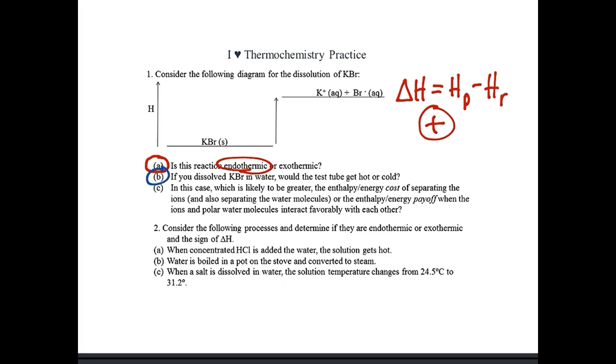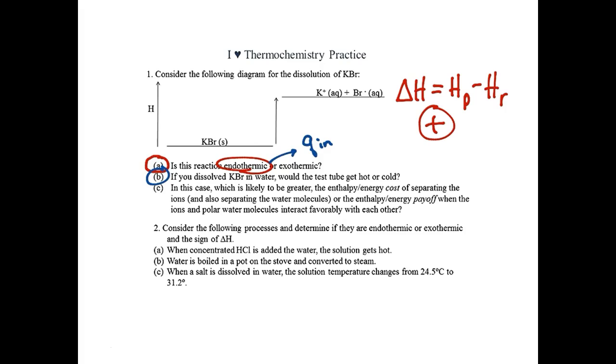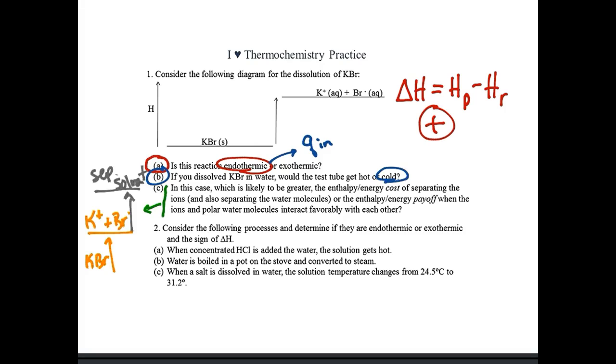Part B, if you dissolved KBr in water, would the test tube get hot or cold? So you know this from lab. If this is an endothermic process, that means that heat has to go into the reaction to make it occur, which means the heat has to be stolen or absorbed from the surroundings, which means the surroundings, which is the test tube and the water, get cold, right? Heat goes in, so the surroundings get cold. That says Q n, which means it gets cold.